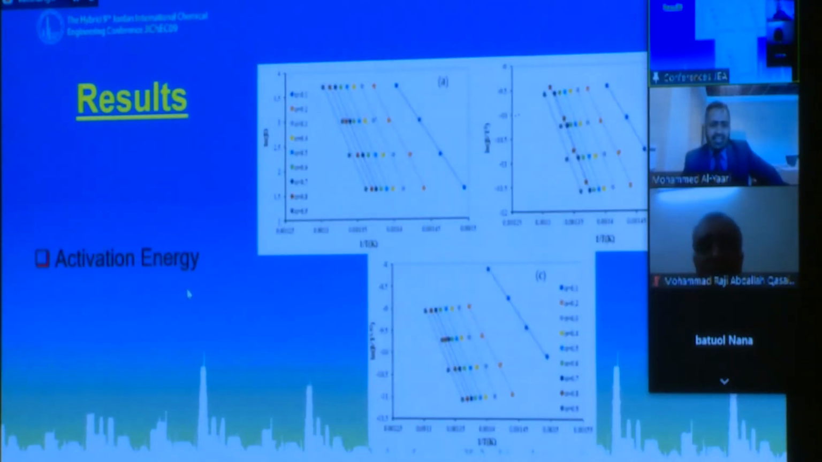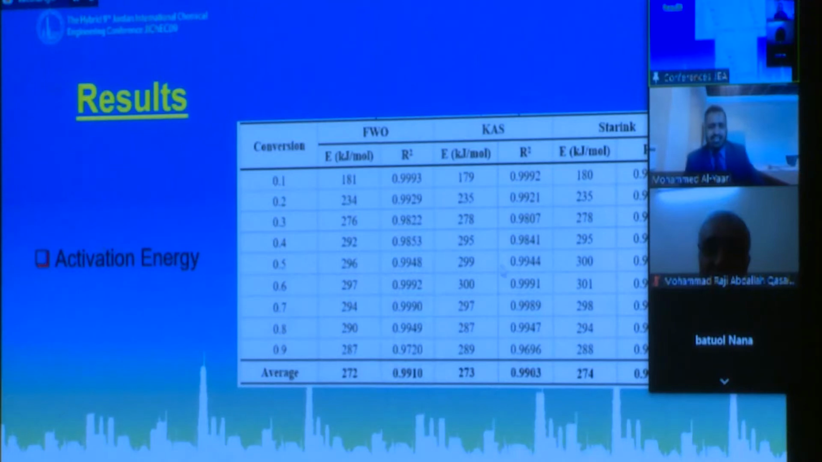For the activation energy, after collecting the TGA data, we used the models presented earlier to obtain the activation energy at different conversions. As you can see here, A is for FWO, B is for KAS, and C is for the Starink model, and these are the results.